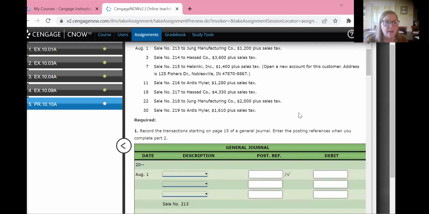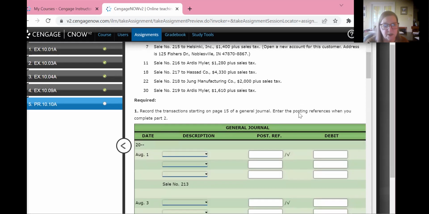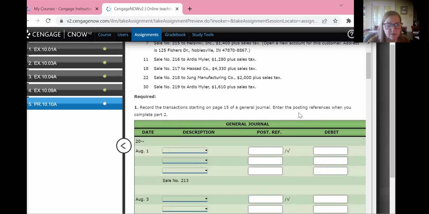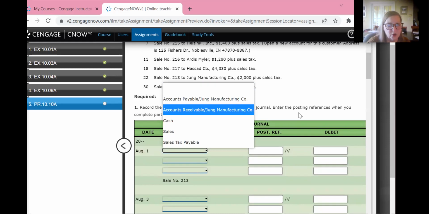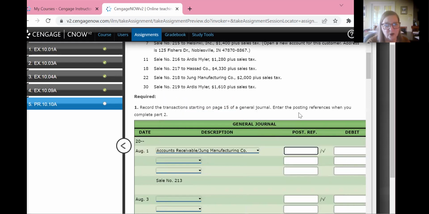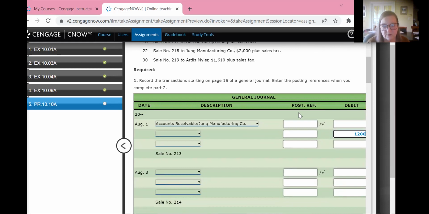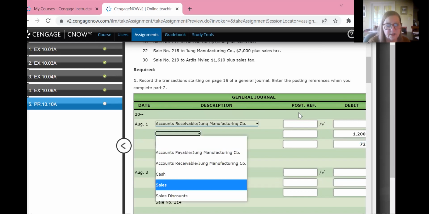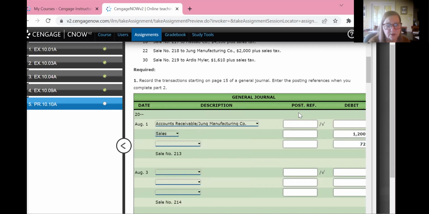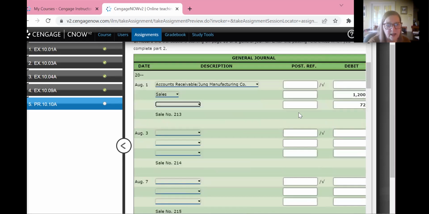Okay, so the first thing that happens August 1st, we had sale number 213 to Jung Manufacturing for $1,200 plus sales tax. So we're going to debit accounts receivable, Jung, for the total. I don't have my total yet. We're going to credit the sale, which was $1,200. We're going to multiply 1,200 times 6% to get the sales tax, 72. We're going to record the sale at 1,200. We're going to record the sales tax payable at the 72.